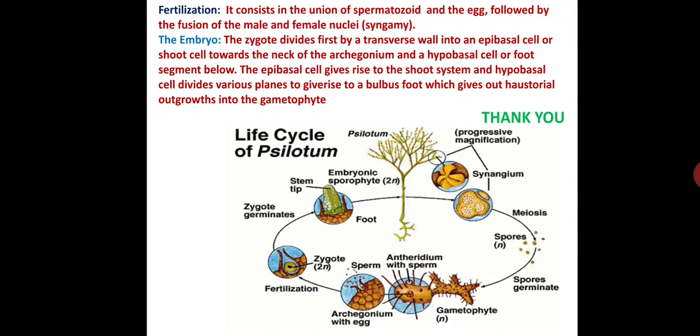Then the zygote divides to produce an embryo. Then there is development of the new Xylotum plant. So this is the life cycle of Xylotum. In this life cycle, the sporophytic generation is dominant and the gametophytic generation is restricted.